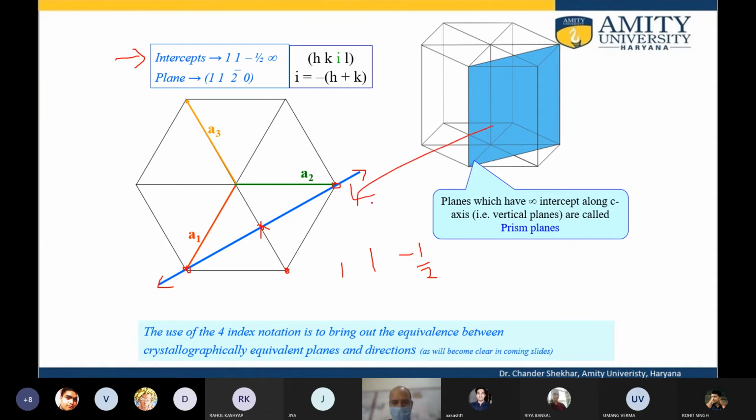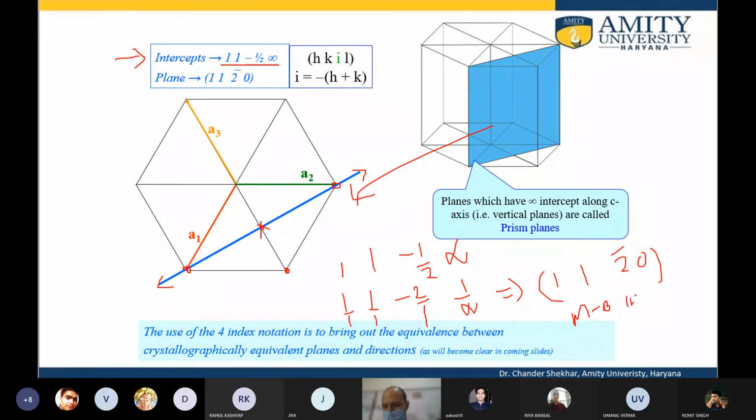This is the plane here. It is parallel to the c-axis, so it meets at infinity. So these are the intercepts here, and if you take the reciprocal, 1 by 1, 1 by 1, minus 2 by 1, and 1 by infinity. So the Miller-Bravais indices for this are 1, 1, minus 2, 0. So 1, 1, 2 bar, 0, and these are the Miller-Bravais indices for this given plane in the hexagonal crystal lattice.